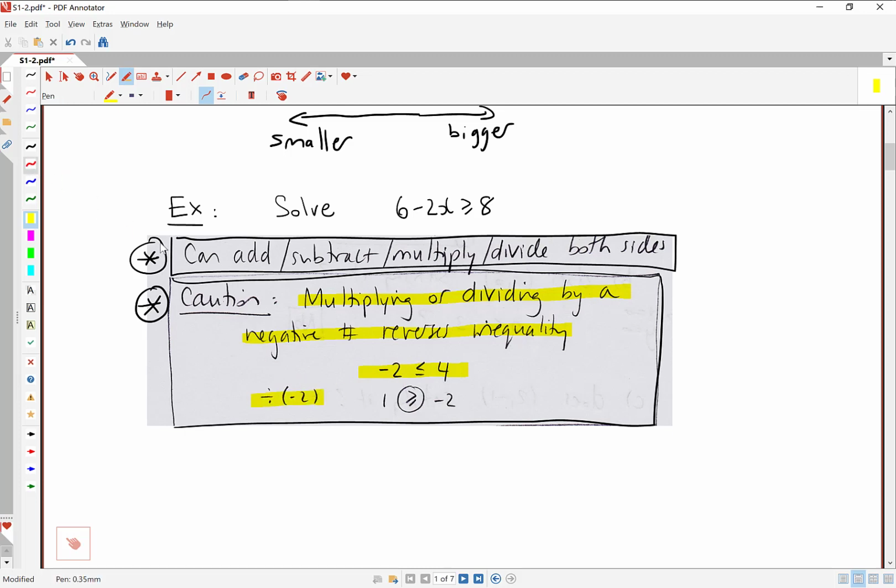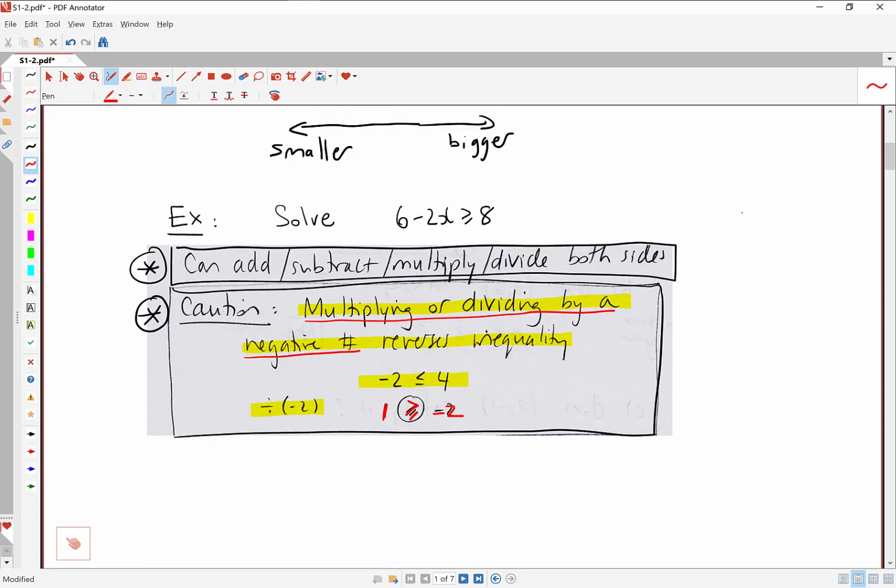So on the left side, you would get the number 1. -2 divided by -2 is 1. And on the right side, you'd go 4 divided by -2 gives -2. So look at this, the inequality is reversing. 1 is a bigger number than -2. So the thing we're going to have to be careful about is when we multiply or divide by a negative number, we'll have to just remember that that inequality is going to change direction.